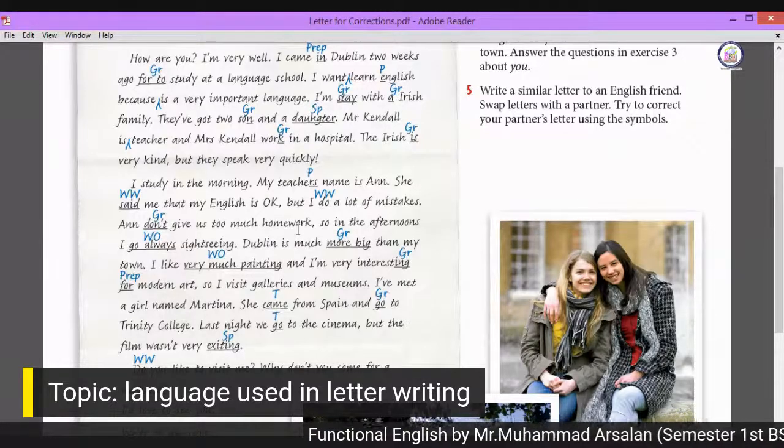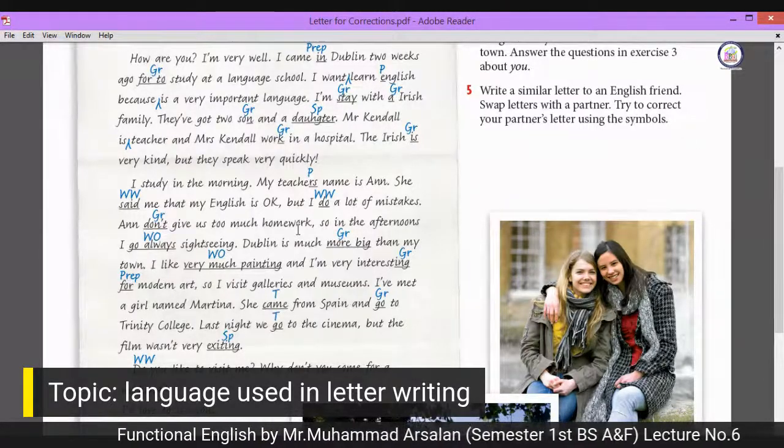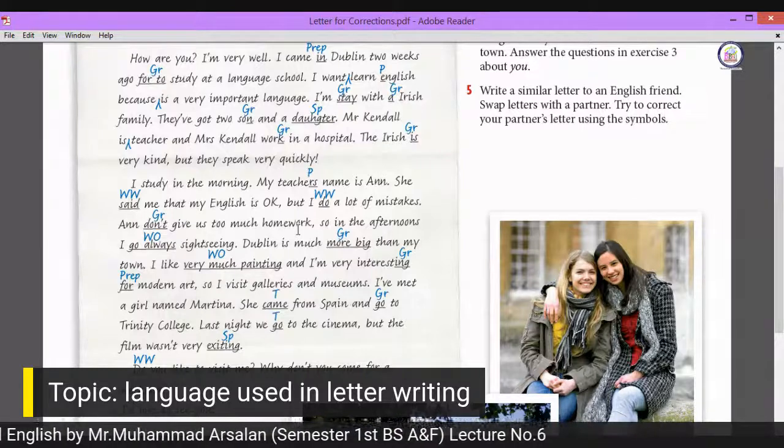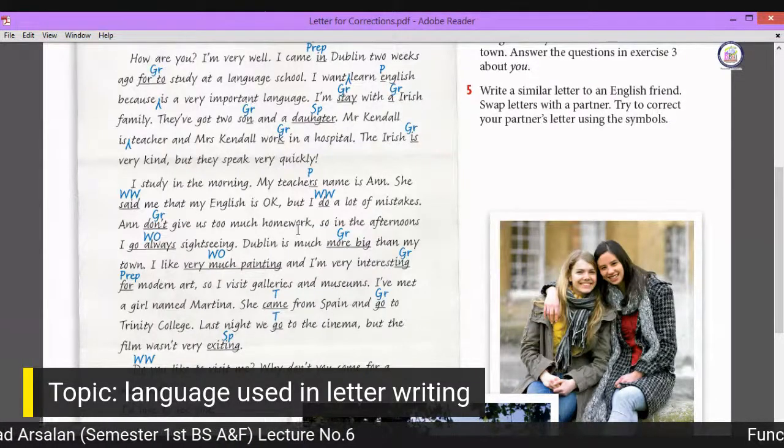I like very much painting. Obviously word order wrong है, जैसे ऊपर I go always था. So I like painting very much. Like के फौरन बाद object आता है.